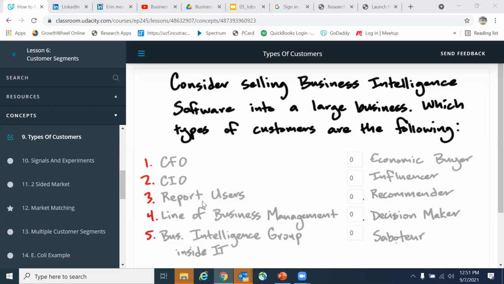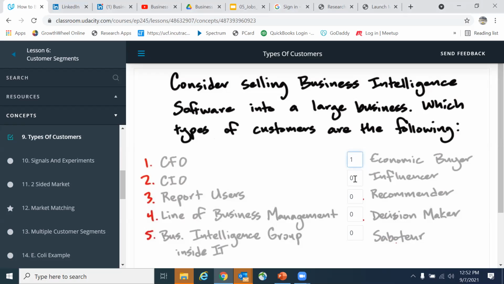CFO, CIO, report users, line of business management, business intelligence group. Okay, who's the economic buyer in this case? Seems like it'd be the CFO. Yeah, CFO. Here, let's put the number 1 here.